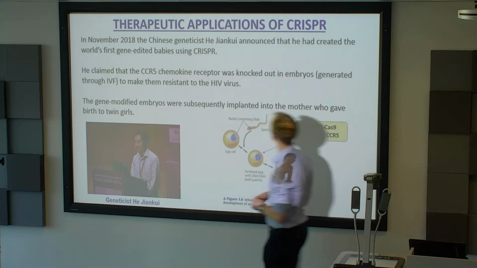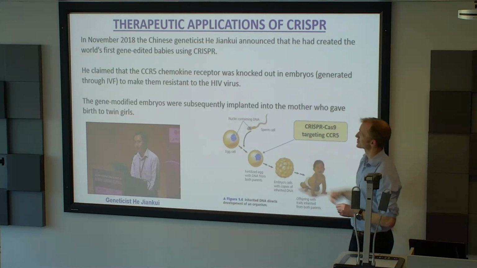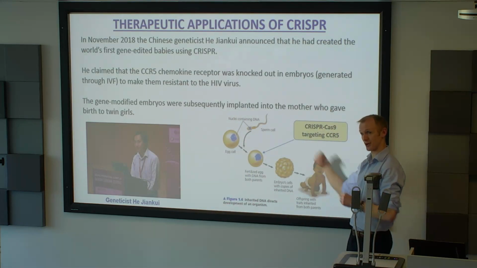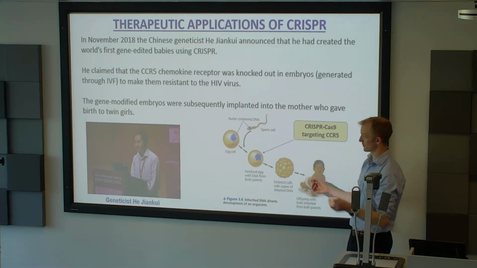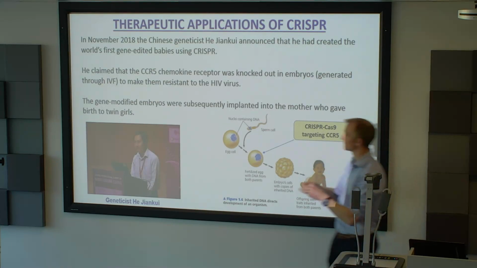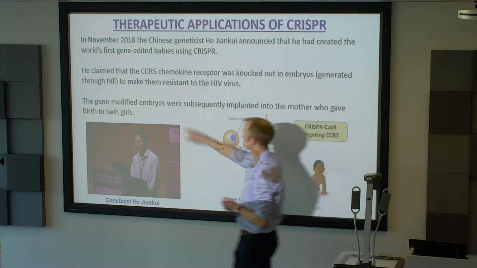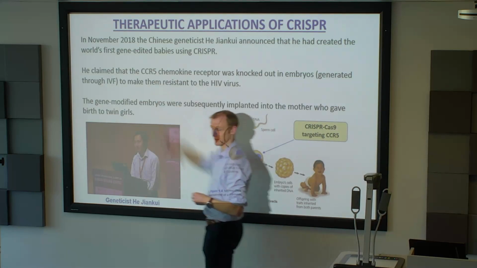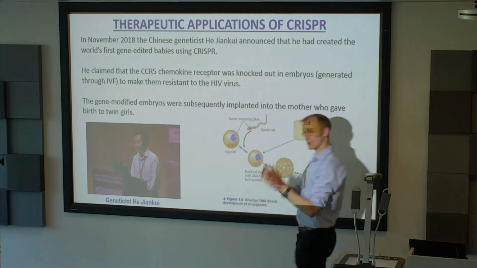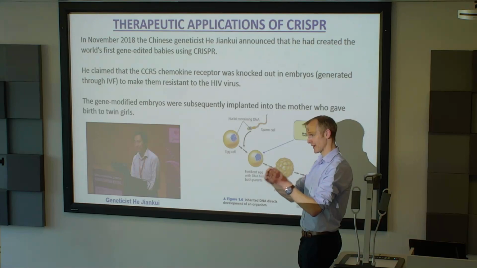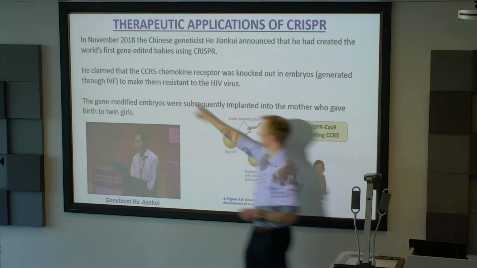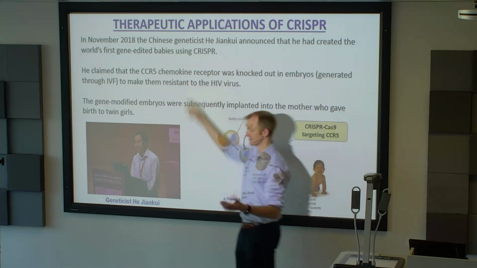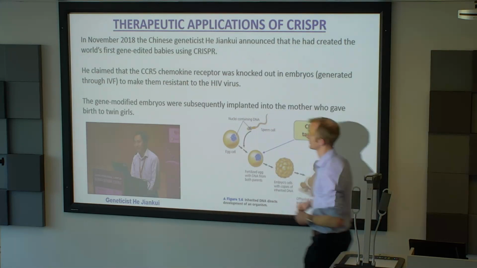So what he did was he got embryos, which he generated through IVF. The fathers had HIV. He took their sperm and he took the mother's eggs. He did in vitro fertilization. And thereafter, he used CRISPR-Cas9 to knock out CCR5 on the embryos. So those embryos, which divided in 2, in 4, in 8, all were missing the CCR5 receptor, which he has alleged, because he hasn't published the paper yet, he just announced this.